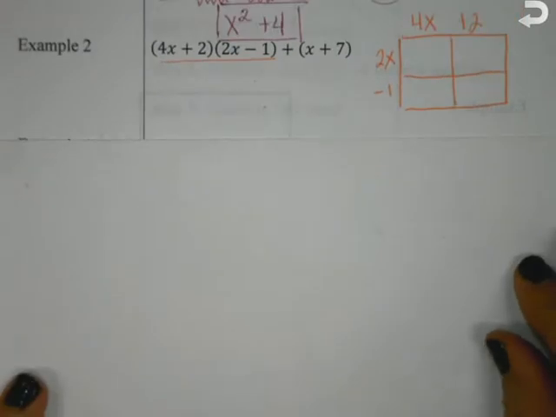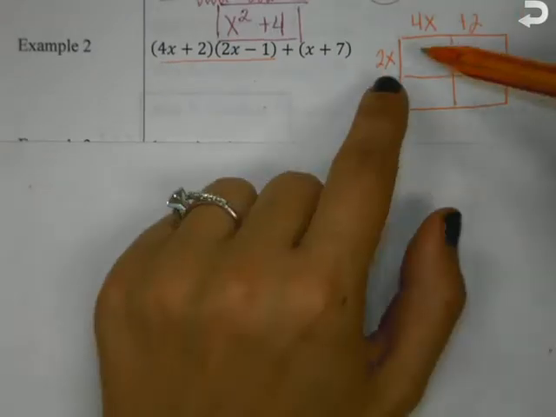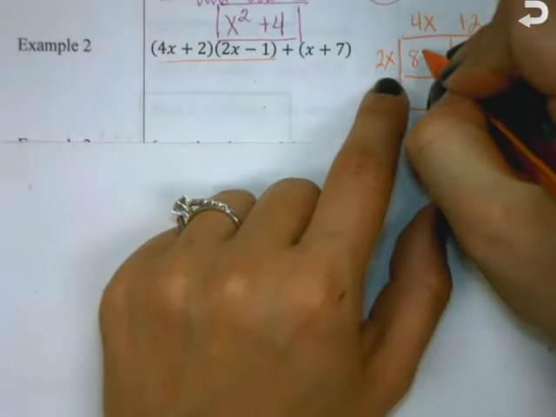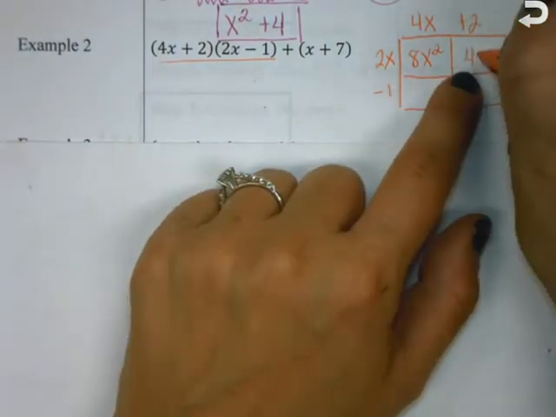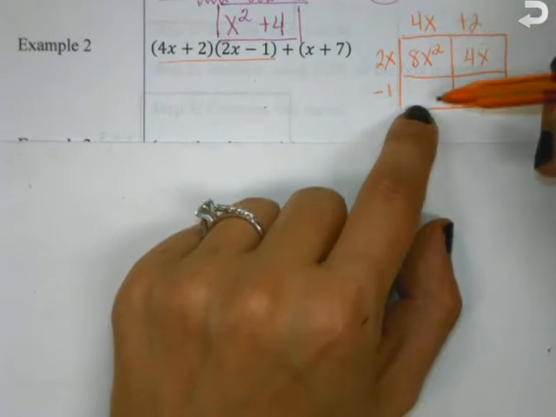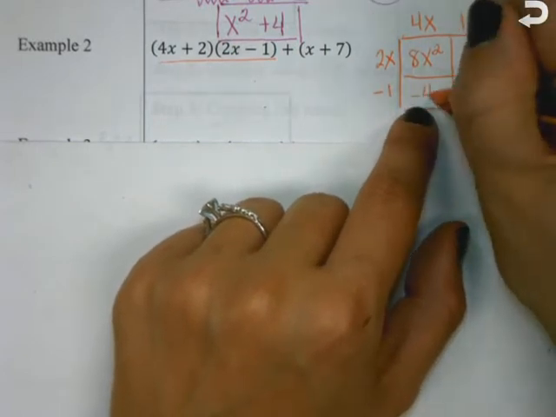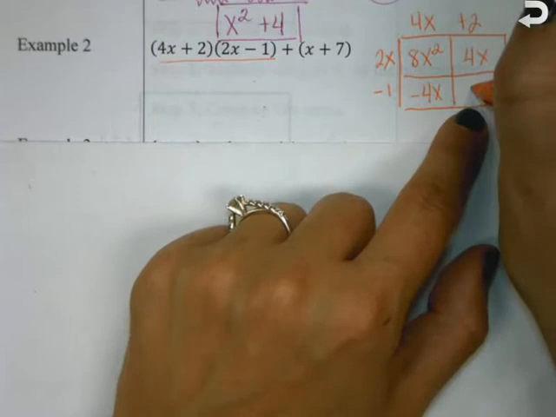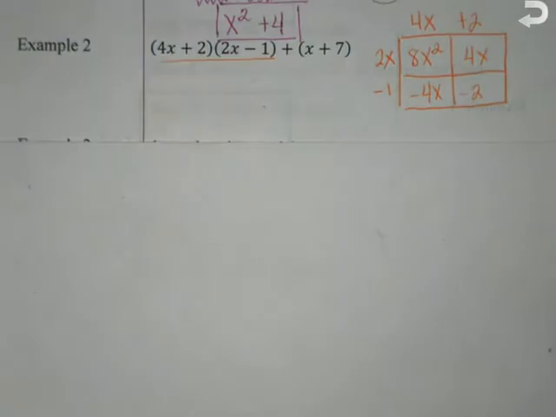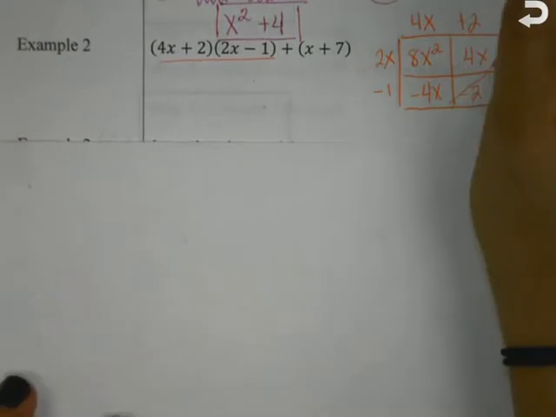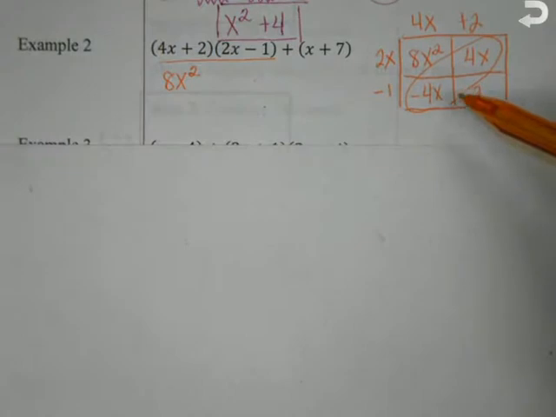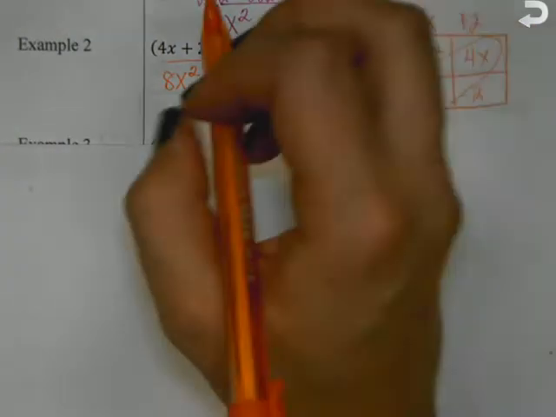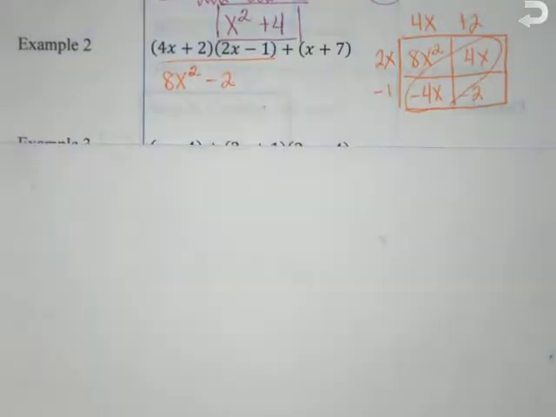Let's fill in the box. 2x times 4x gives me 8x squared. 2x times 2, 4x. 4x times negative 1, negative 4x. And negative 1 times 2, negative 2. Okay, before I write everything, let's combine like terms. So that's going to give me 8x squared. 4x minus 4x, 0. They cancel. Minus 2. Is everybody okay with that?